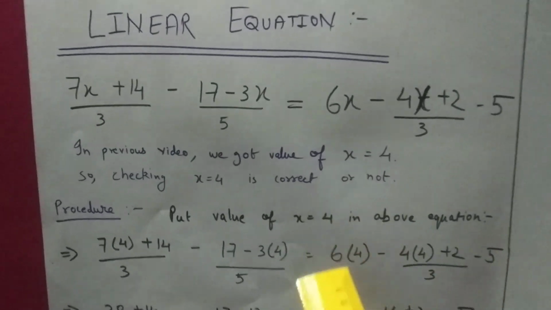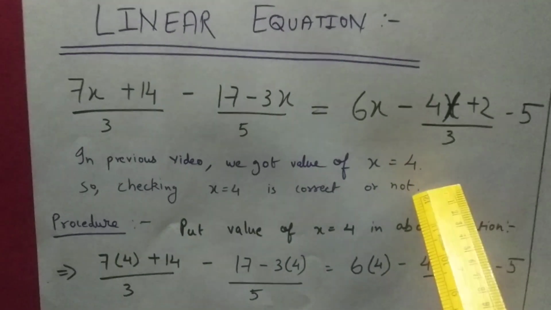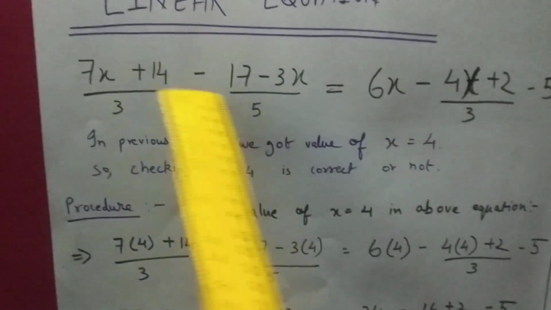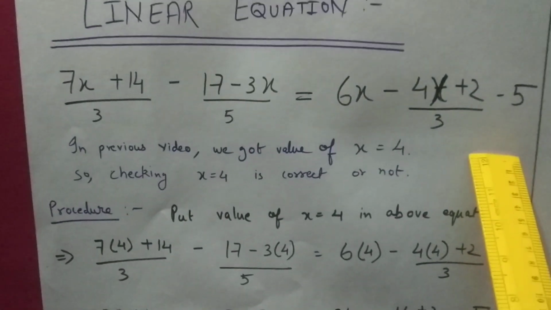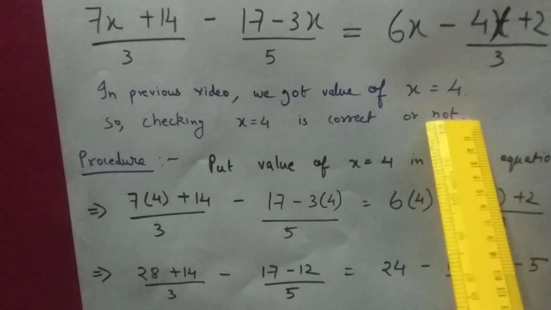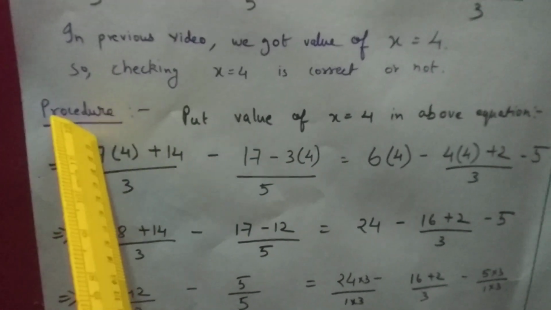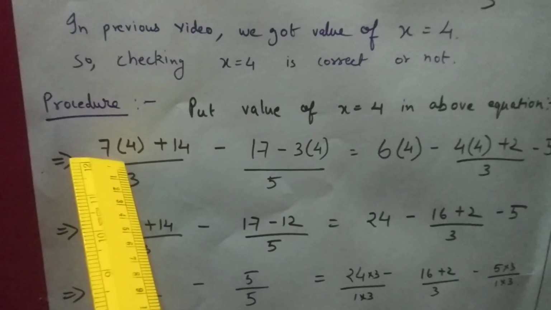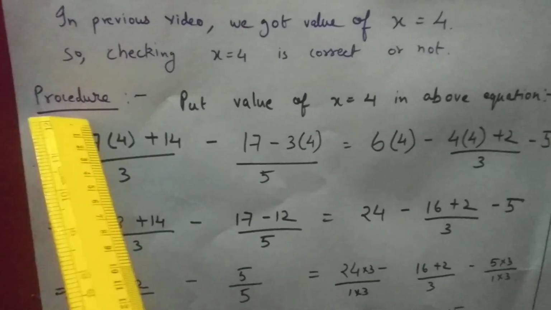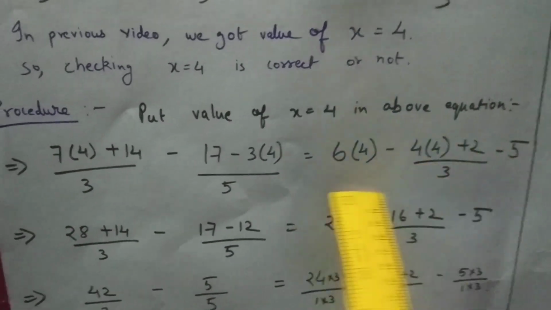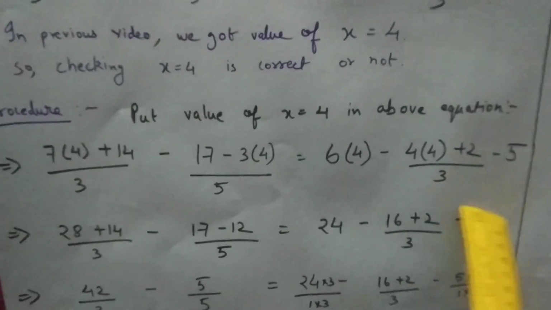So this is a very good method to check your solution in the linear equation. Let's check with this particular linear equation, the procedure of how we will find out whether the value of x is 4 or not. Simple. What we will do is put the value of x as 4 wherever the variable x is present in this whole equation. In the place of x we will put the value 4. This is very simple.